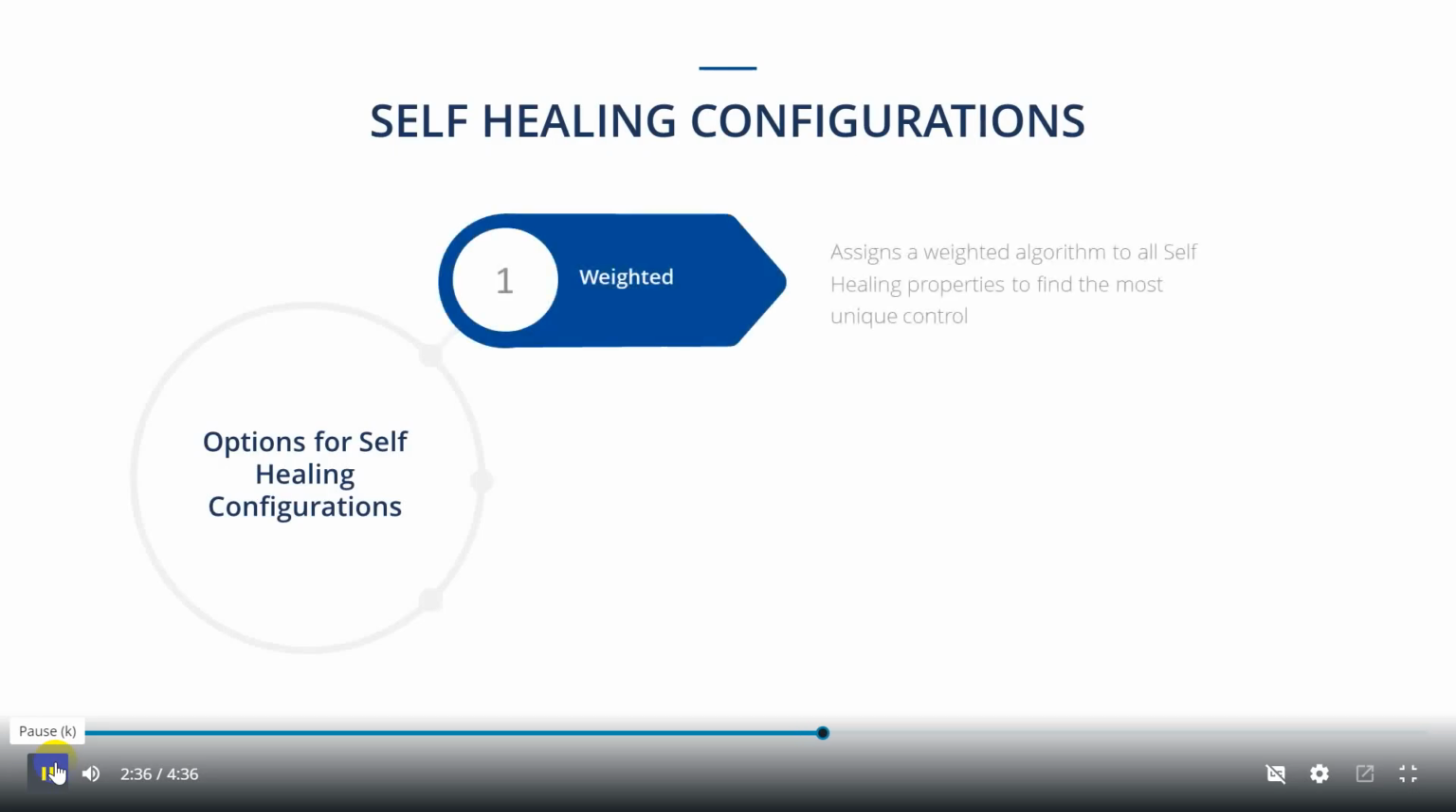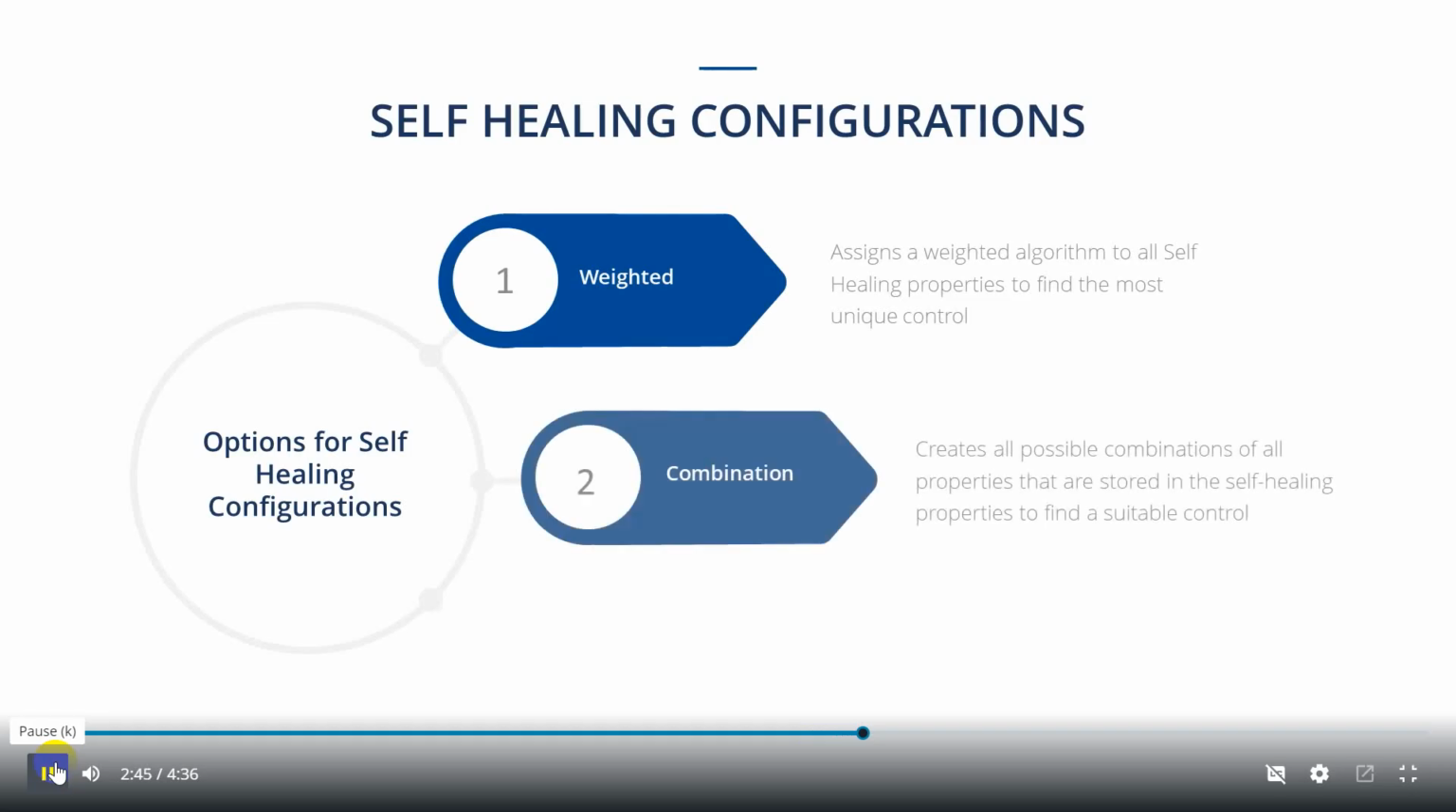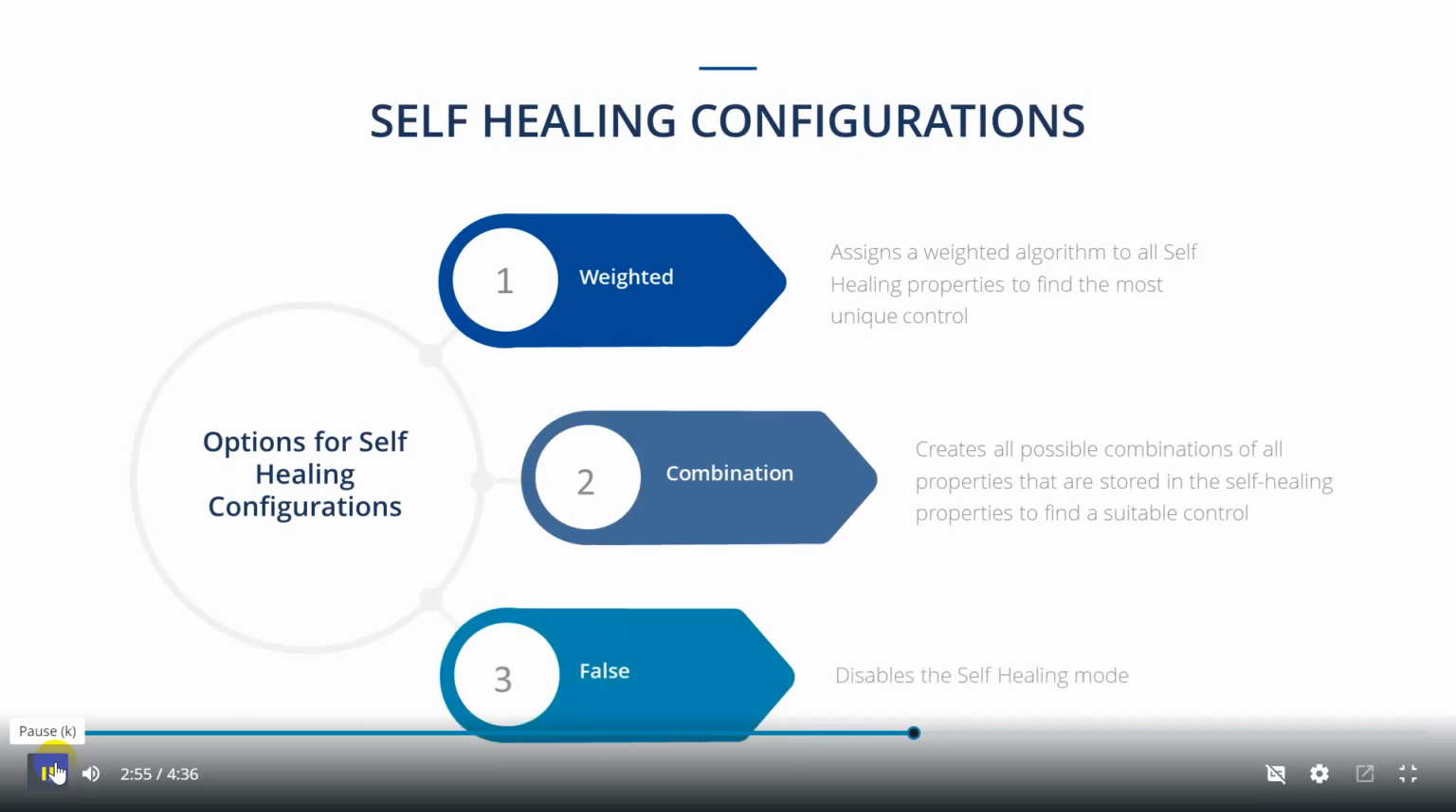First is weighted, which assigns a weighted algorithm to all self-healing properties to find the most unique control. Second is combination. It creates all possible combinations of all properties that are stored in the self-healing properties to find a suitable control. Third is false. This disables the self-healing mode. Use weighted configuration for our example.